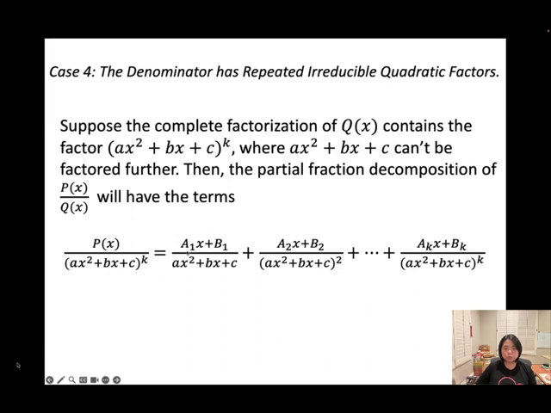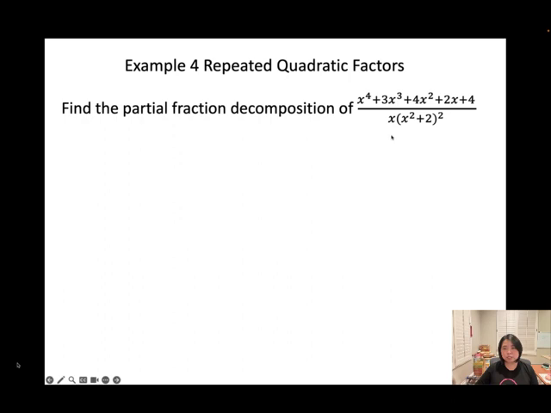Okay, so what we're going to do is let (Ax + B) over the first degree of the quadratic, and then (A2x + B2) over the quadratic function with the square, and then add them on. Let's look at this example.